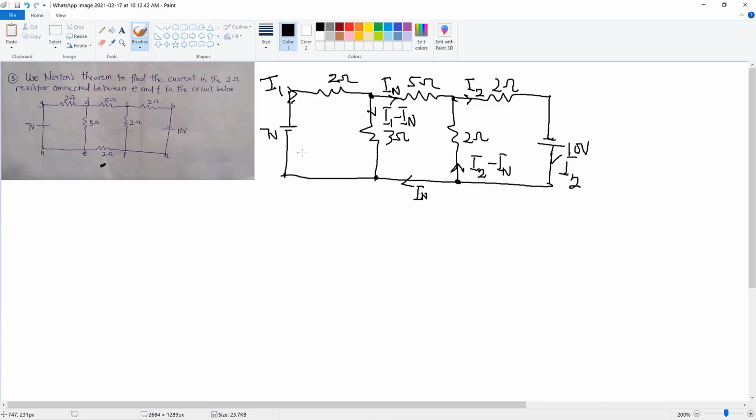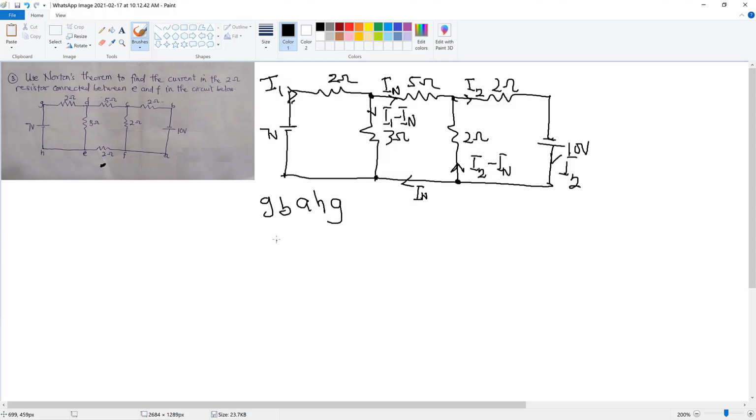Now, we can see that we have 3 unknowns in the question. We have I1, IN, and then I2. So we need three equations containing these three unknowns. Then we can solve them simultaneously to find the value for IN. We can choose the bigger loop G, B, A, H, G.